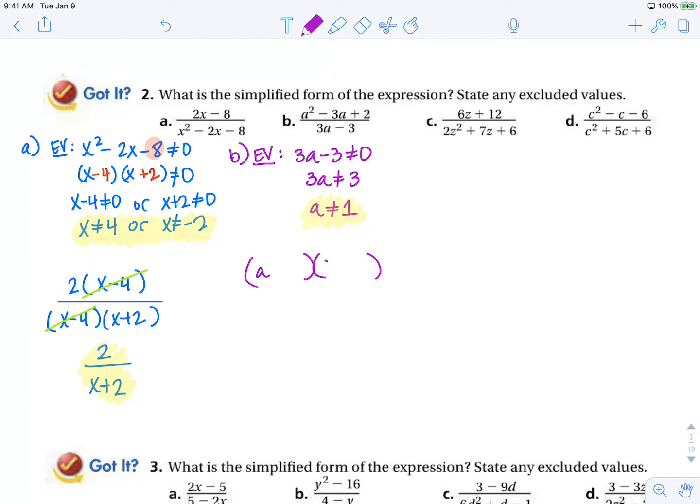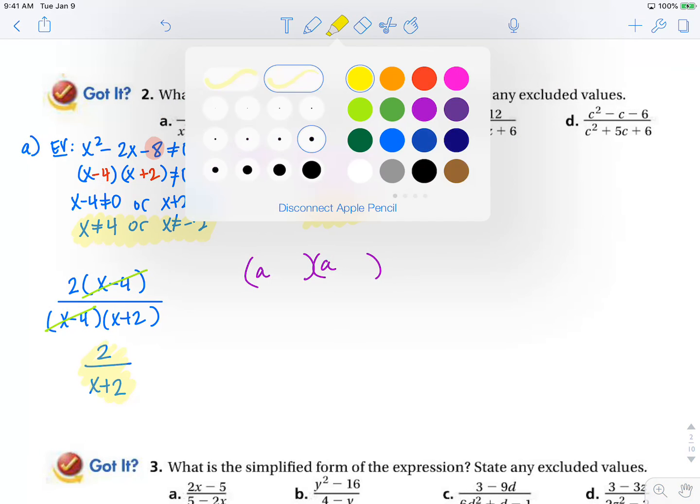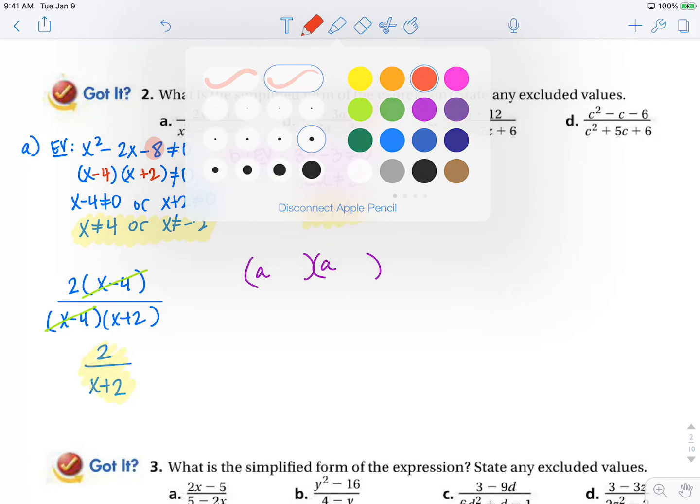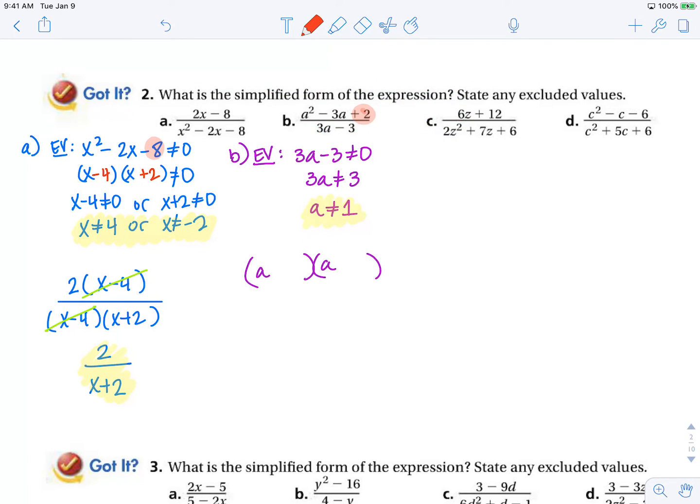So our numerator, I'm going to factor. I know it needs to be a times a to make a squared. And we're looking for two numbers that multiply to make 2 here. And I'm going to make them both negative since my middle term is negative, -2 and -1.